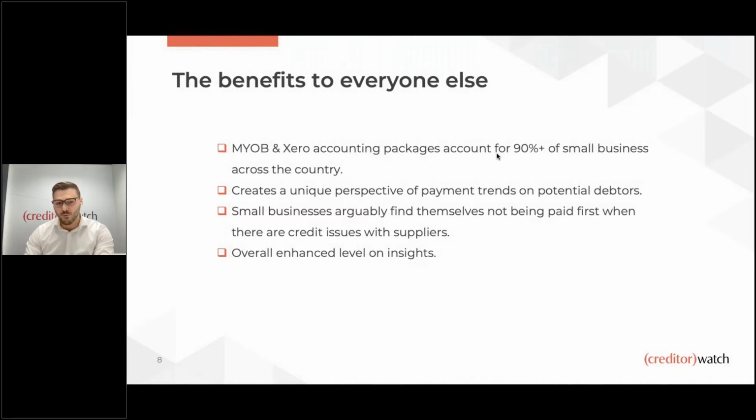And on that third point there, small businesses arguably find themselves not being paid first when there are credit issues with suppliers. I think that's a very important point. With that data coming in, the best way I understood it was, if I have my home loan, a car loan, and a phone bill, when I get paid, I'm certainly paying my home loan and my car loan. I'm not defaulting on my home loan, and similar with my car loan. If I am struggling financially or need a bit of extra cash, whatever it may be, I might be a couple of days late on my phone bill.